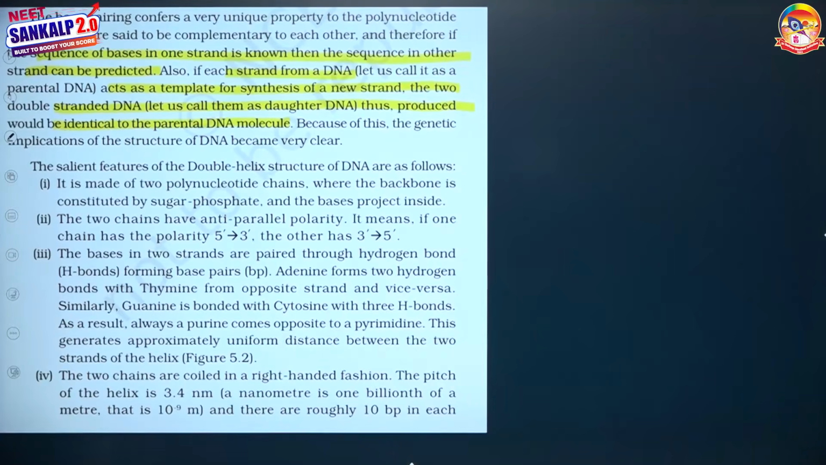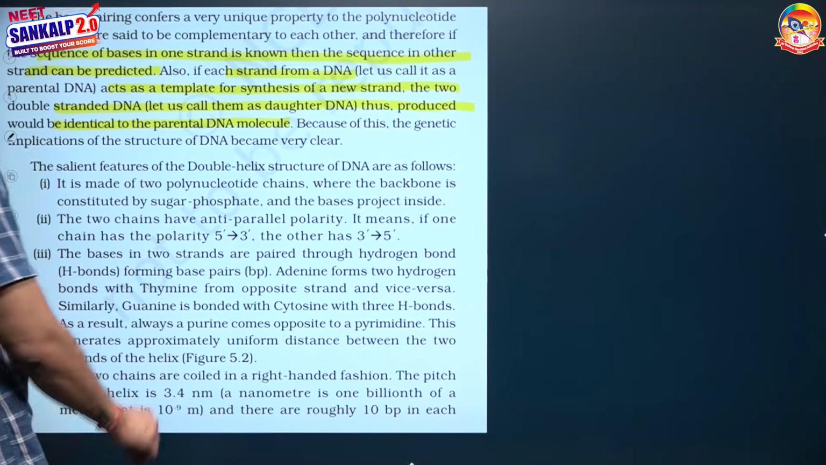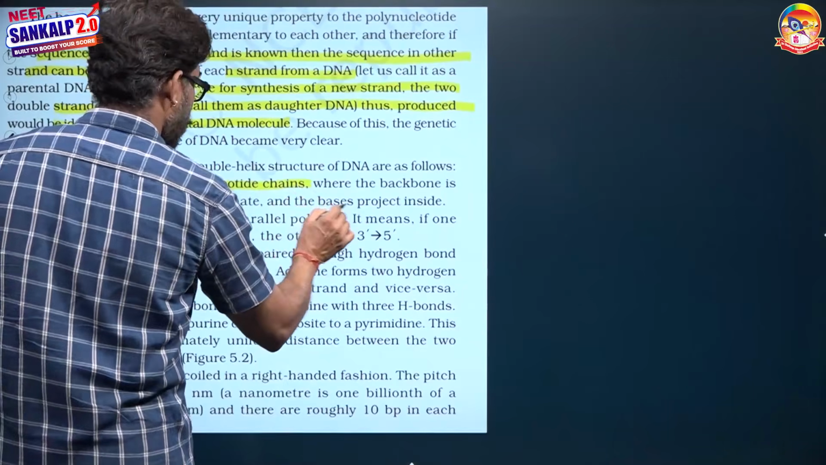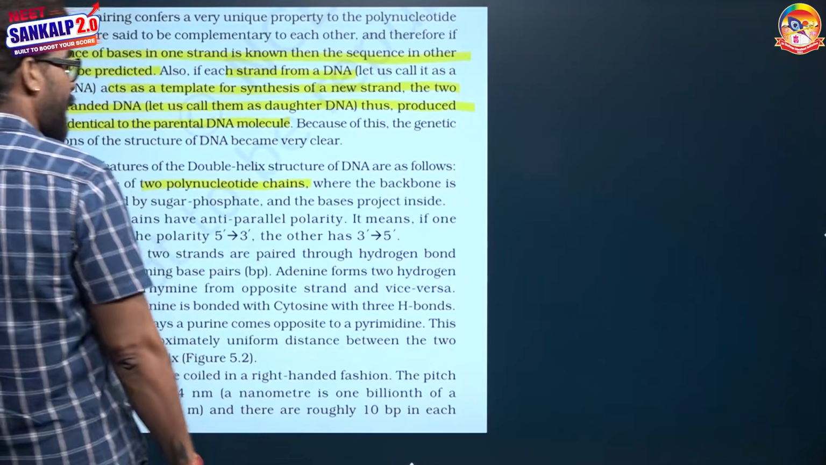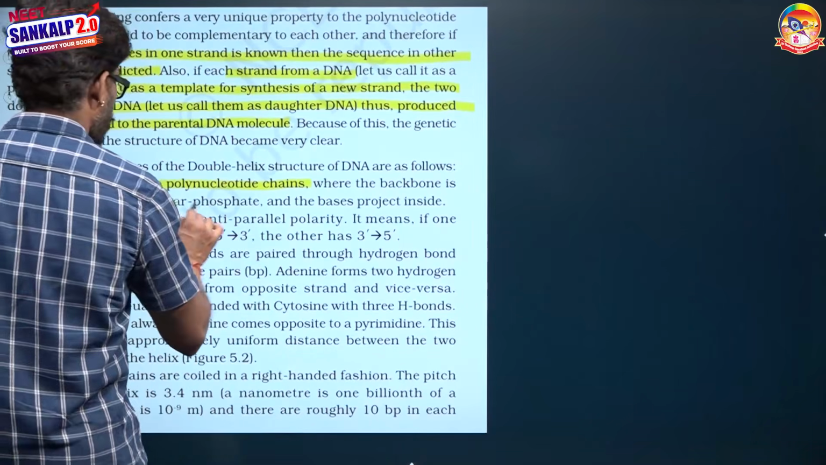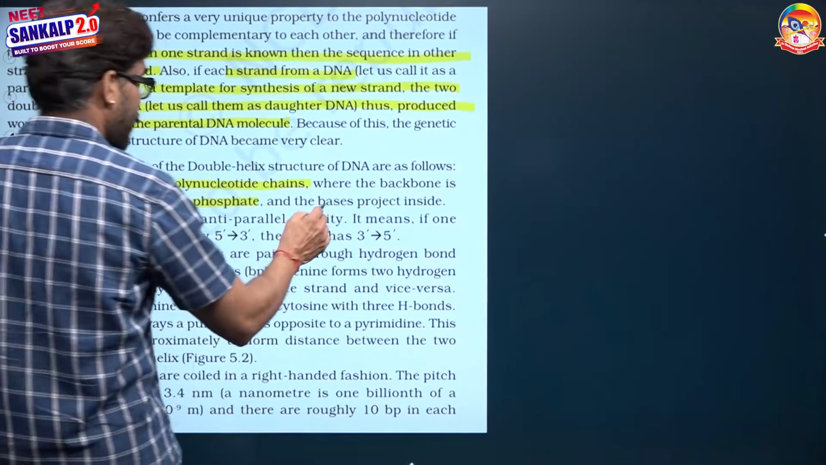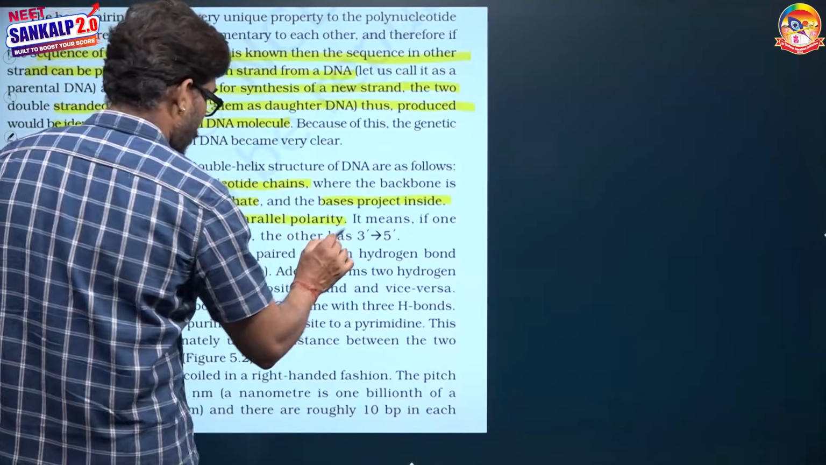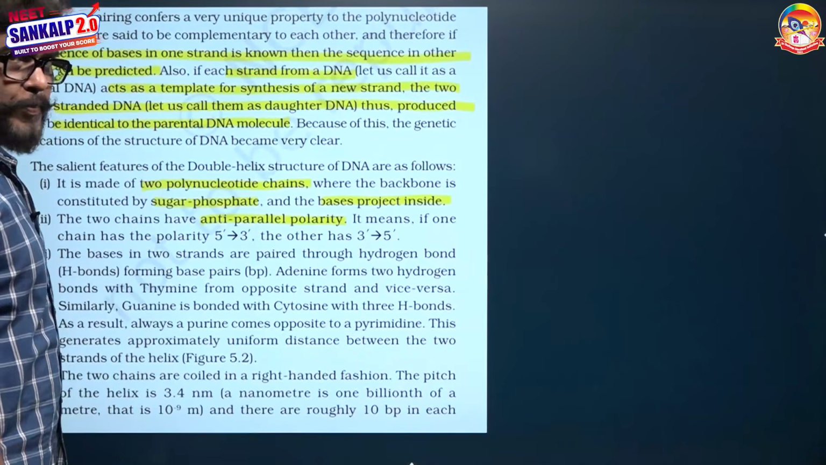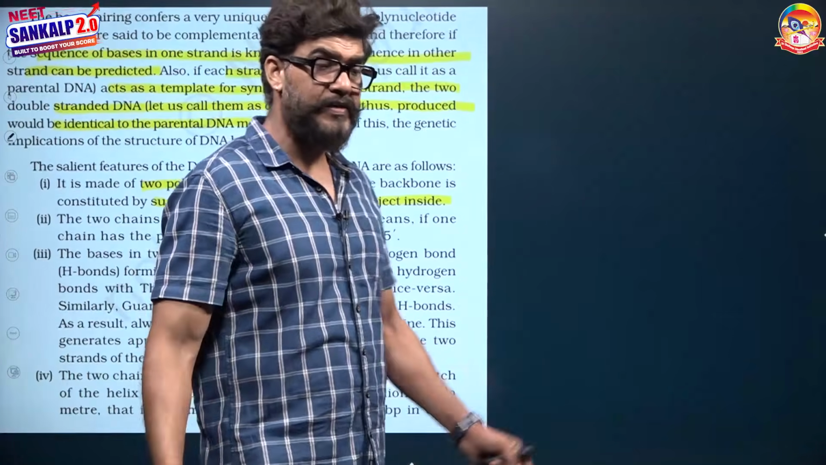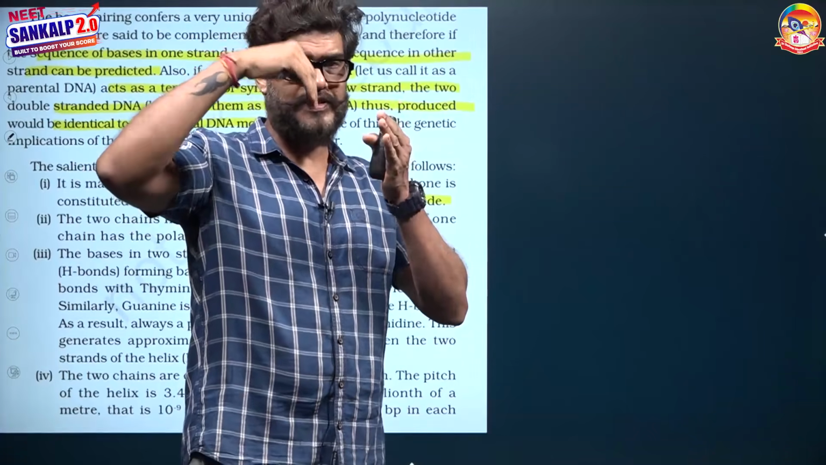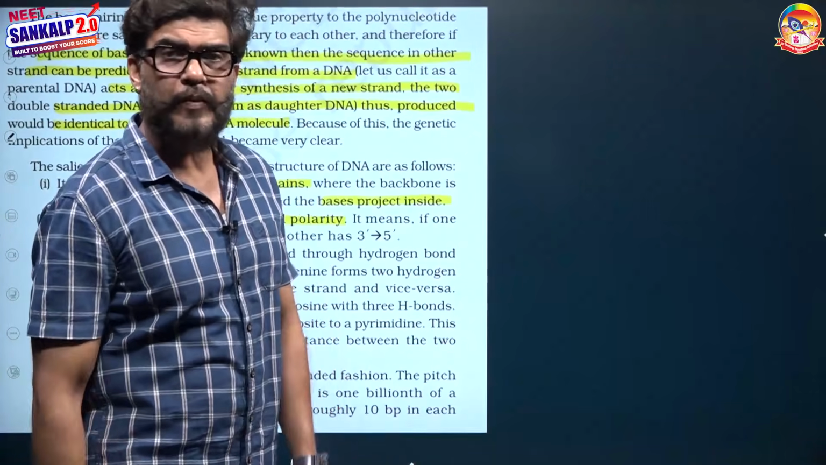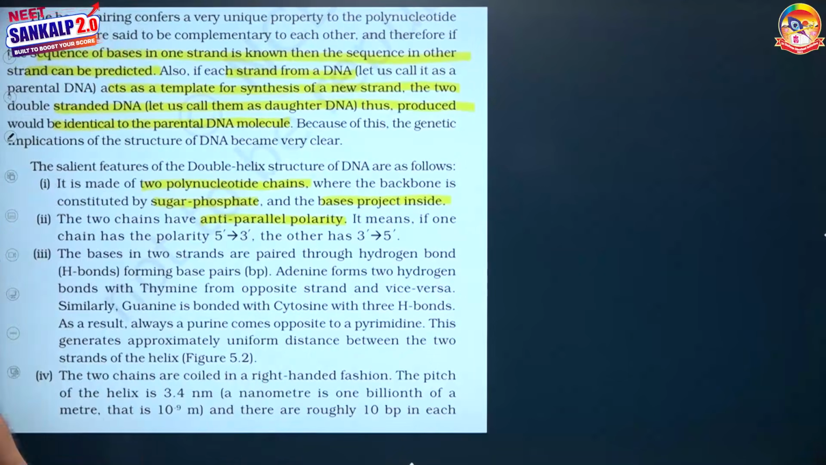Some salient features of the DNA are given here. It is made up of two polynucleotide chains, where the backbone is constituted by sugar and phosphate, and the bases are projected inside. The two chains have anti-parallel polarity. What is the advantage of this? The opposite nitrogen bases come opposite to each other and can take part in complementary pairing. One chain has polarity 5' to 3', the other has 3' to 5'.